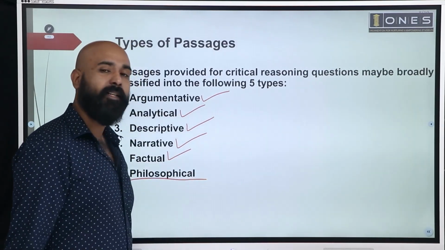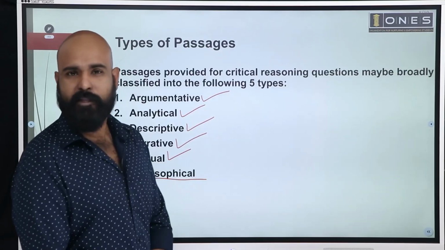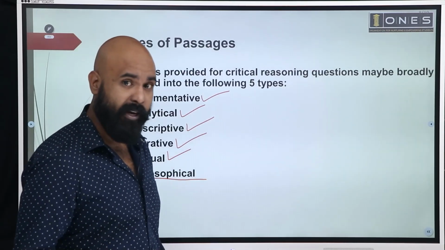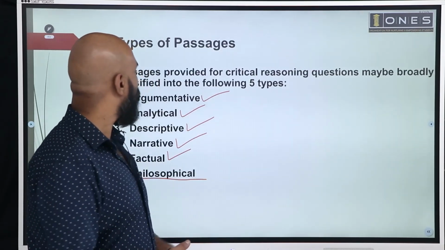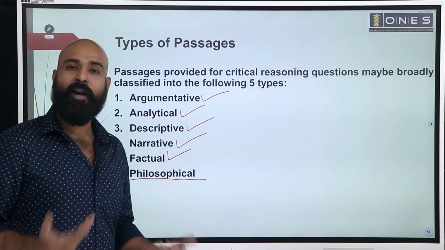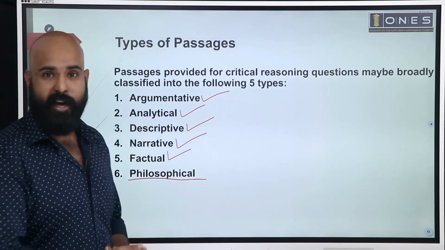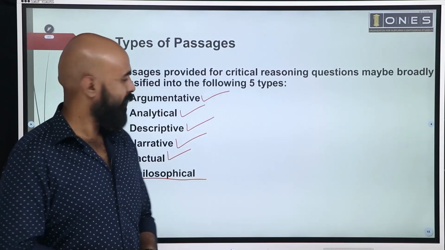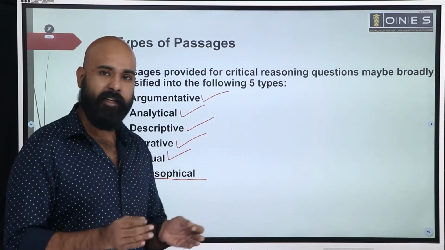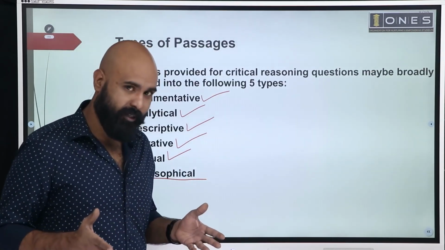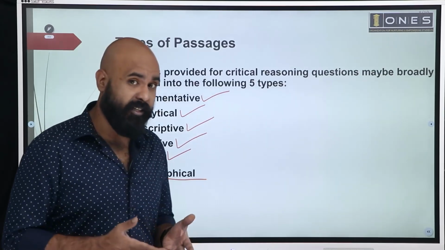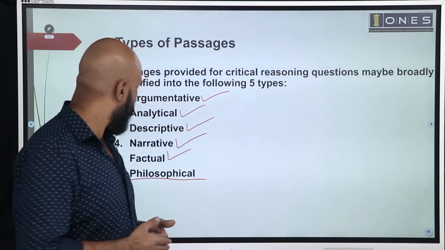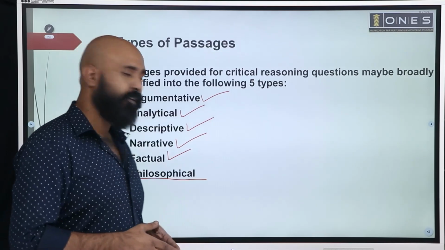Number 2, analytical. Now, as you all know, analysis means study or explaining something. Analytical type of passages are the ones which break a subject down part by part and explain each part. As in, they give you a detailed study of the main subject, which makes it quite easy to understand or absorb. Number 3, descriptive.